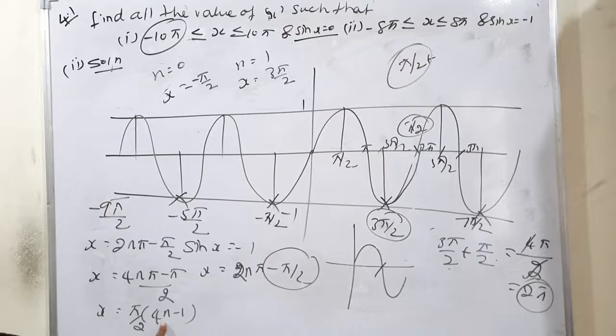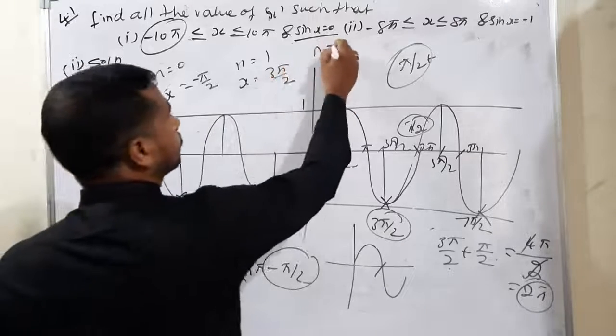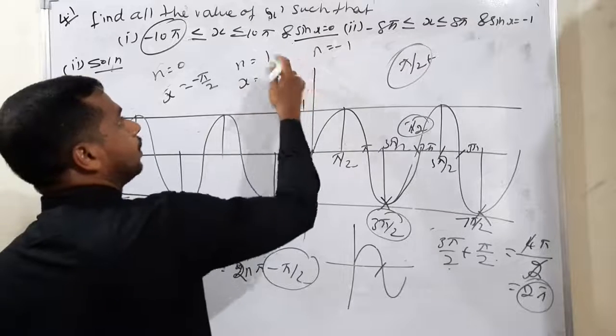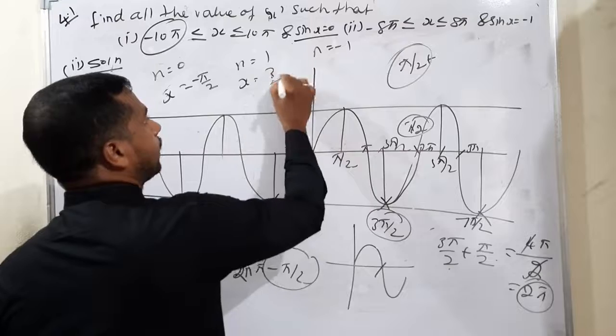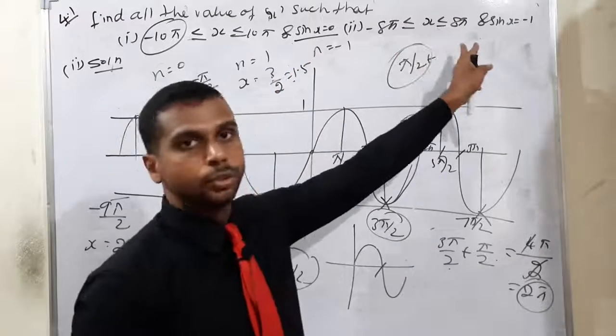Next case actually, what is the next case? Next one, n is equal to minus 1. What will happen? n is equal to minus 1 means minus 1 into 4 means minus 4. Minus 4 minus 1 means definitely minus 5. So minus 5 by 2 means approximately minus 2.5. 3 by 2 means definitely we can say 1.5. In between, is it there, minus 8 to positive 8?